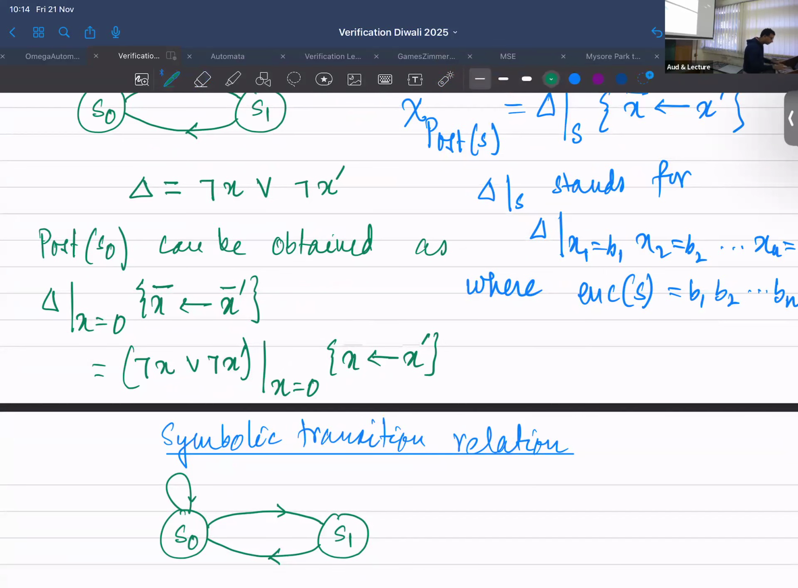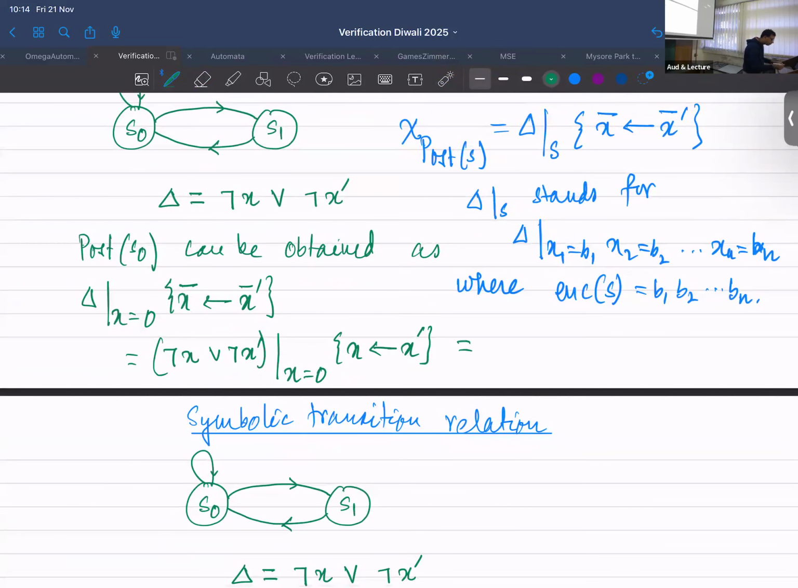So if I look at this part, if I make x equal to 0 here, I already get 1, right? I don't have anything which is an x prime, so there is nothing to replace. So this is what I get, which is 1. So this is a function for the set of successors of S0. And what does 1 denote?